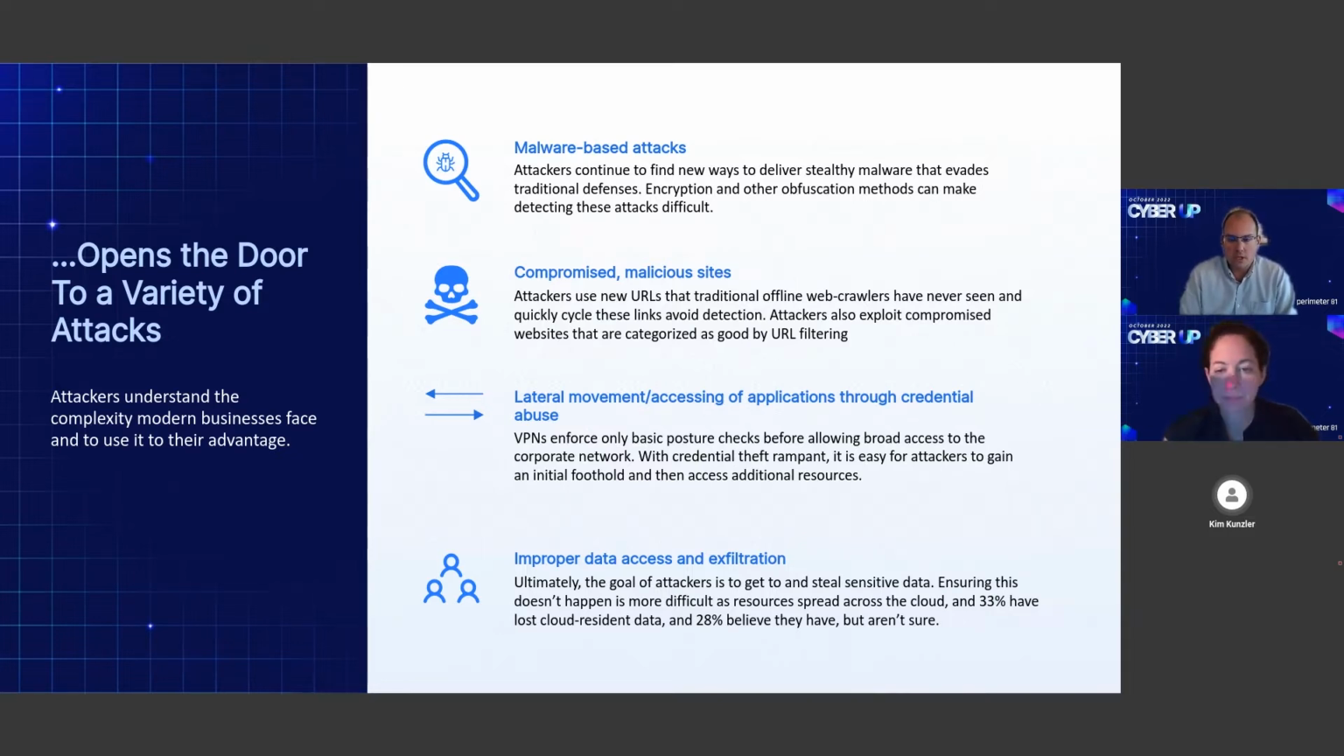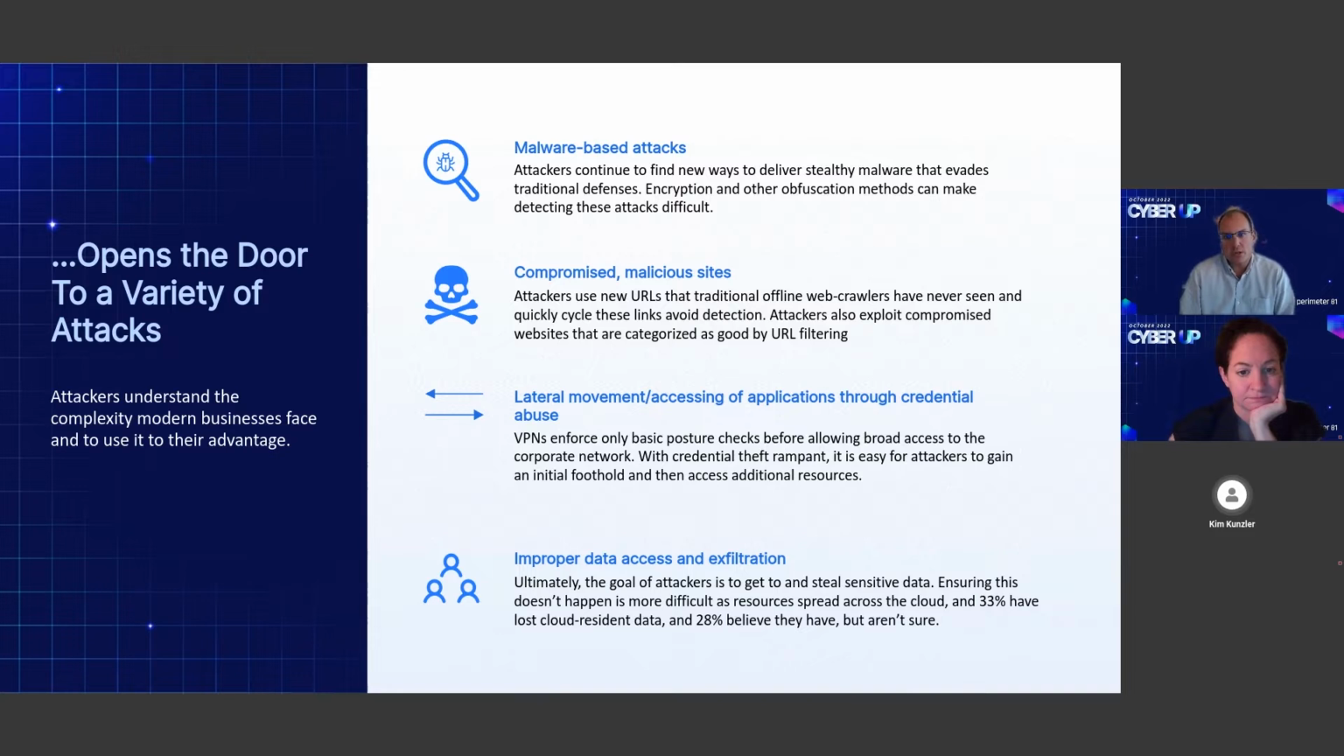And once they get that initial foothold, it's a lot easier for them to move laterally throughout the organization, because a lot of what was typically east-west traffic in the data center, or behind the perimeter, is now moving north-south because users are outside of offices and resources are in the cloud. And attackers, through credential theft, are able to appear as valid users, making it even more difficult for security teams to understand that something malicious is going on.